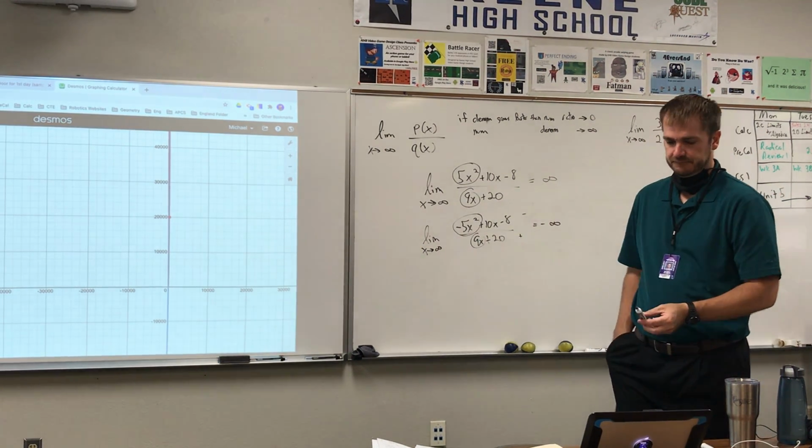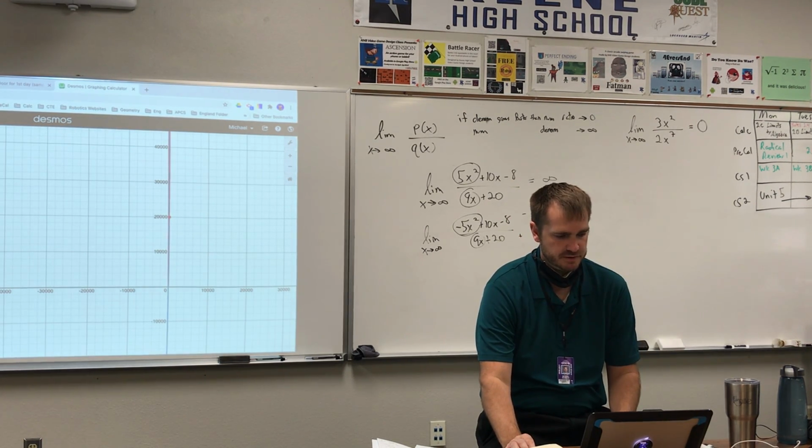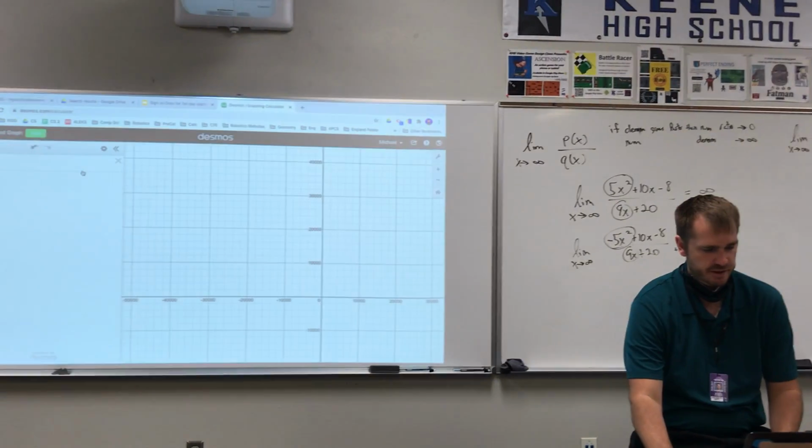If the bottom one was a -9x, would it just approach regular infinity? Yep, because it would cancel. I'll show you that here in a second.